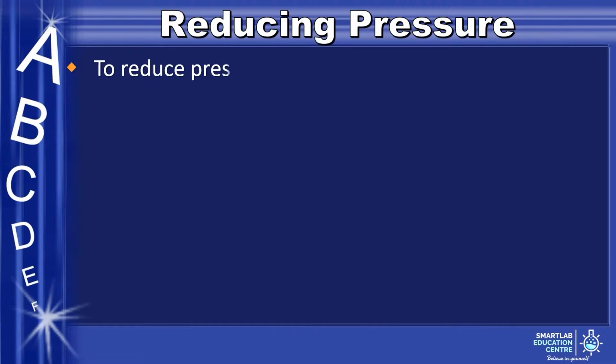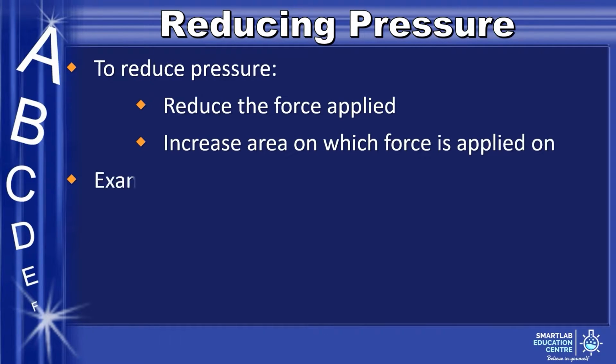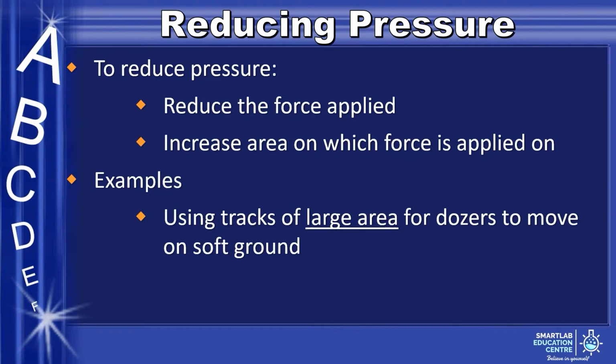To reduce pressure, we can either reduce the force applied or increase the area on which the force is applied. One example is using tracks of a large area for dozers to move on soft ground like dirt.